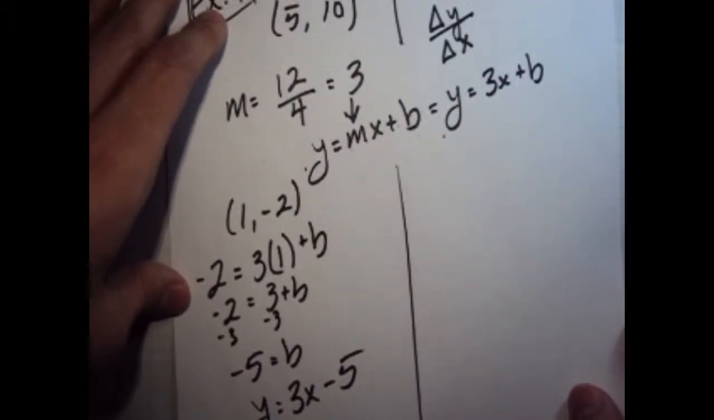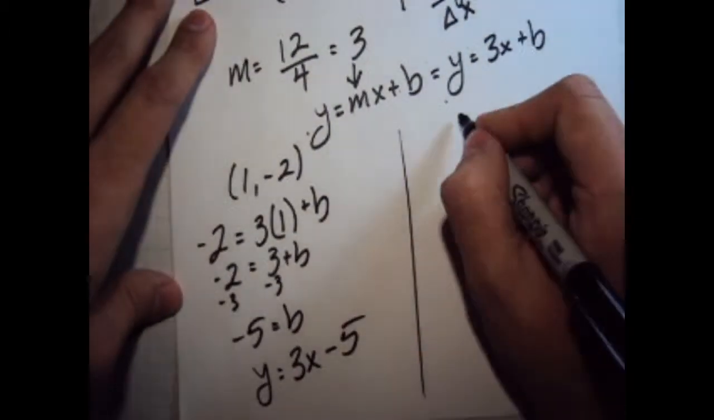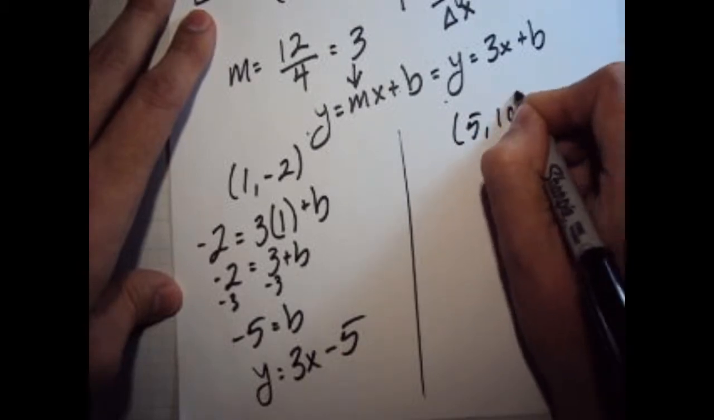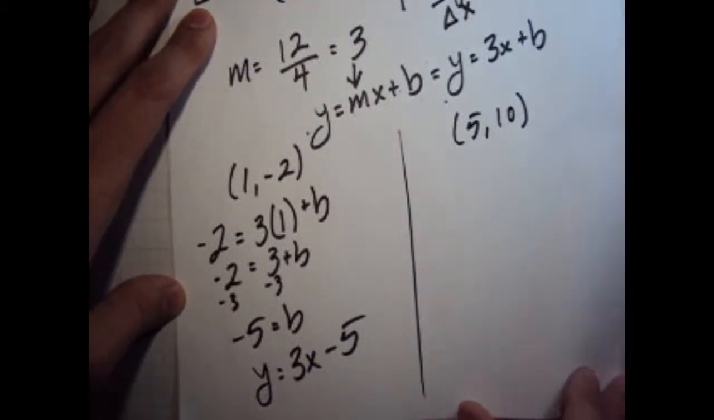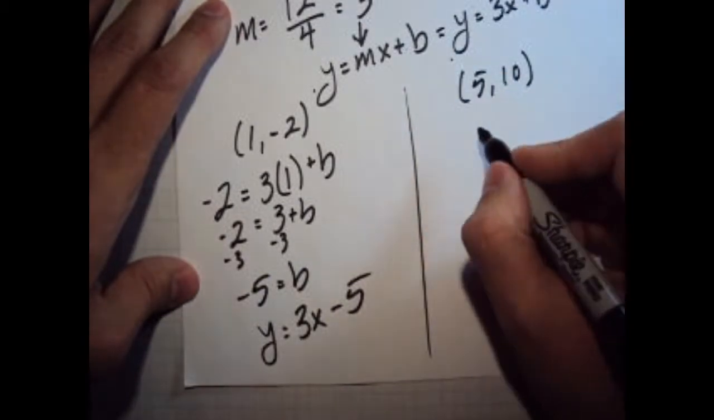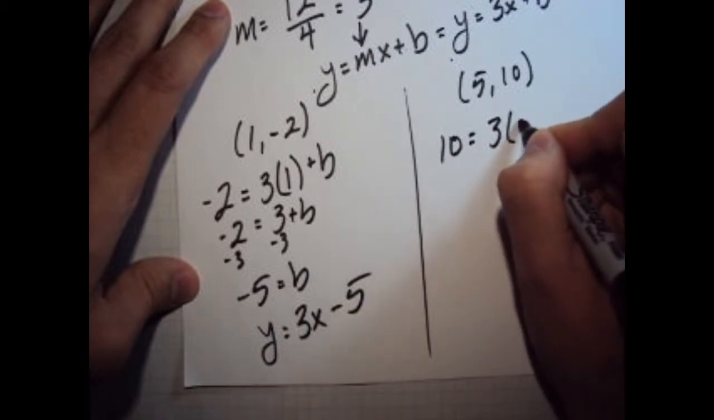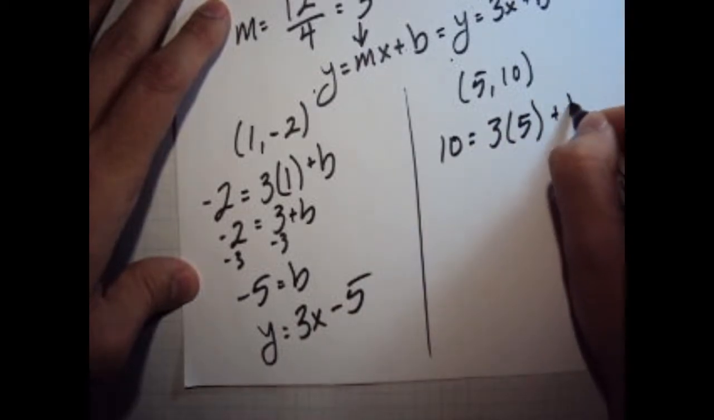Okay, our next point that we had was (5, 10). So we're going to use that point just to show that we get the same thing. This is all kind of a repeat of what we just did. So we have y equals 3x plus b, so 10 equals 3 times 5, plus b.